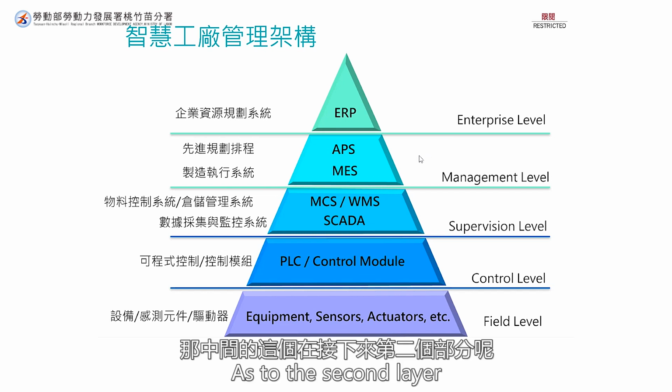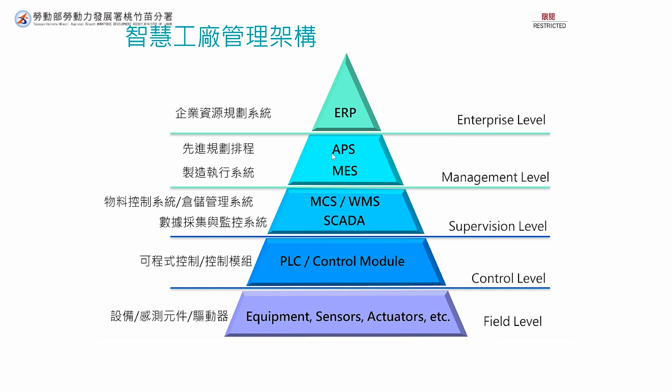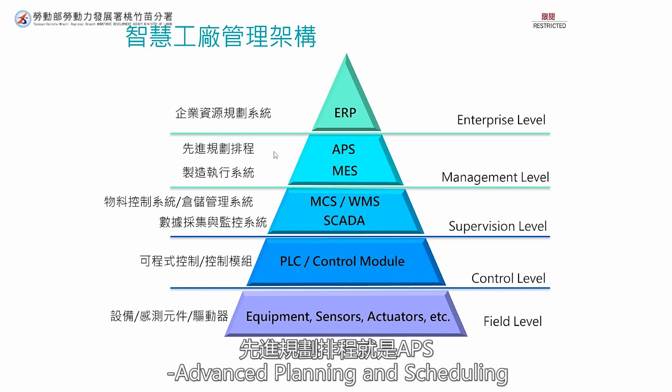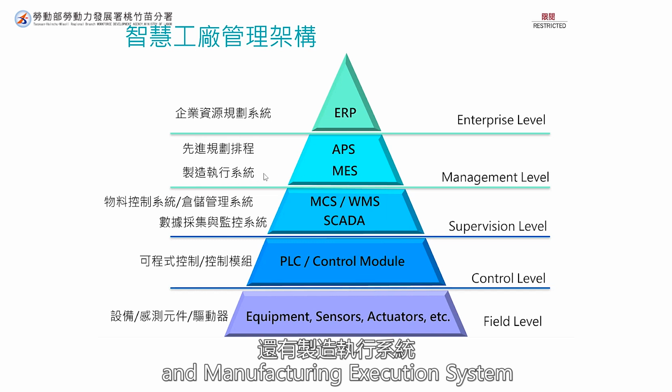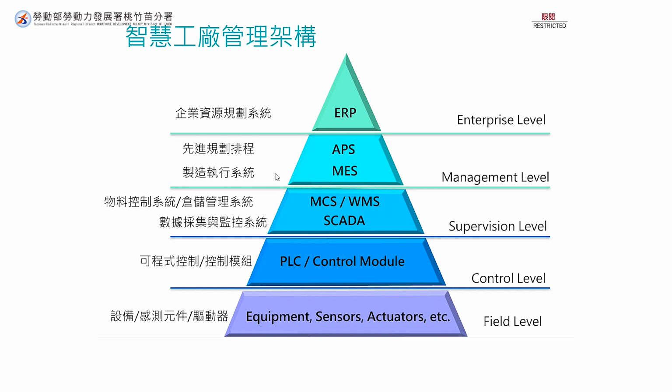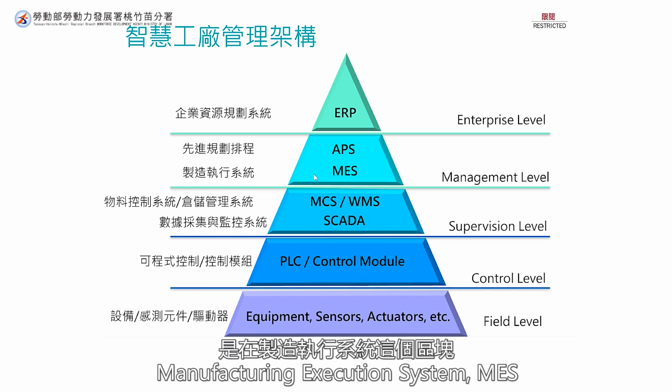As to the second layer, it's the APS, Advanced Planning and Scheduling, and Manufacturing Execution System. Today the topic will focus on Manufacturing Execution System, MES.